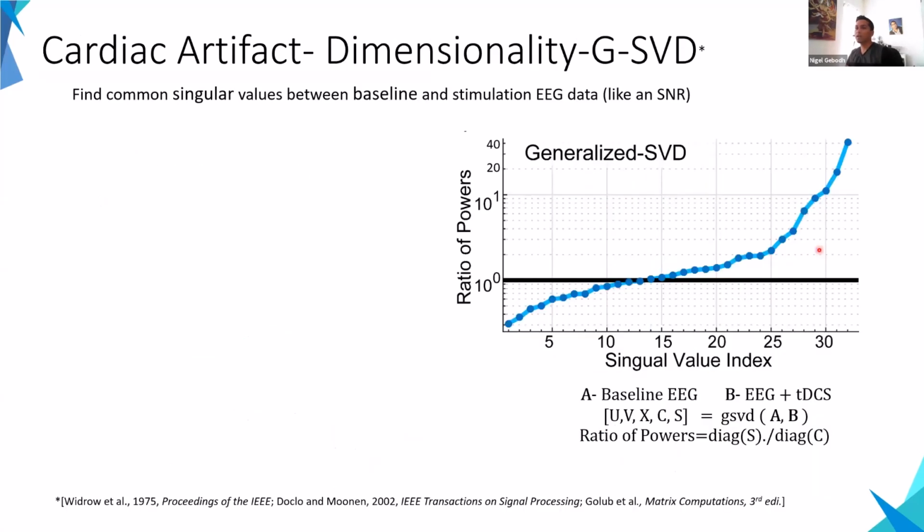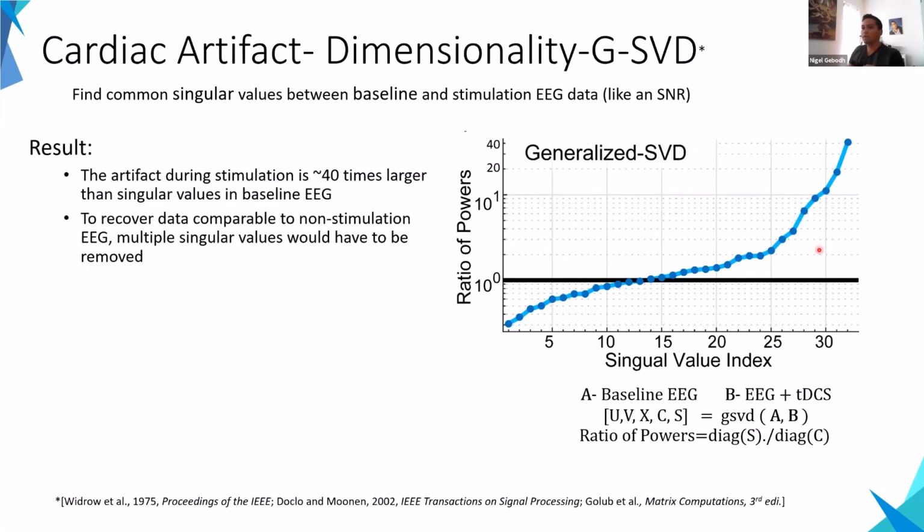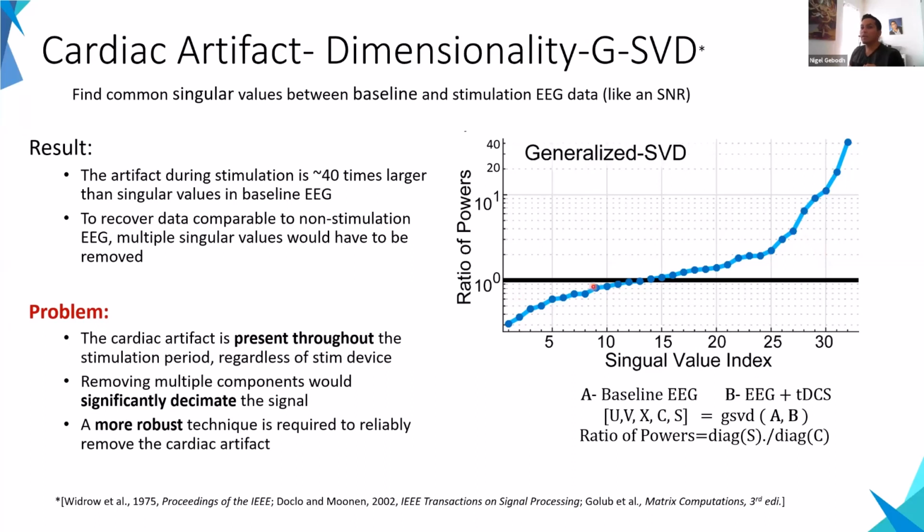And so the next thing we wanted to do was get a sense for how much the data are changing during stimulation and get somewhat of a signal to noise ratio. So we looked at the generalized singular value decomposition, which gives us somewhat of a signal to noise ratio by taking into account both data sets. And when we did this, we saw that the artifact during stimulation was at most about 40 times larger than the singular values during baseline EEG.